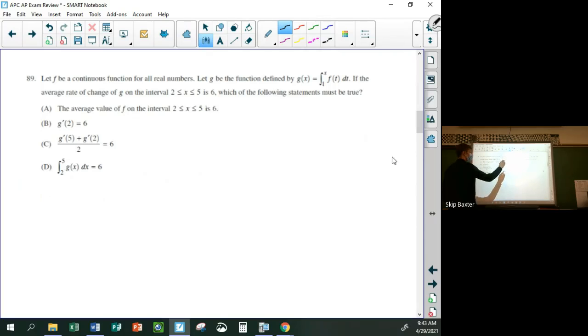This means that G prime of x is F of x, or does that mean? Yes, G prime of x equals f of x. Yeah, that's FTC part 2.